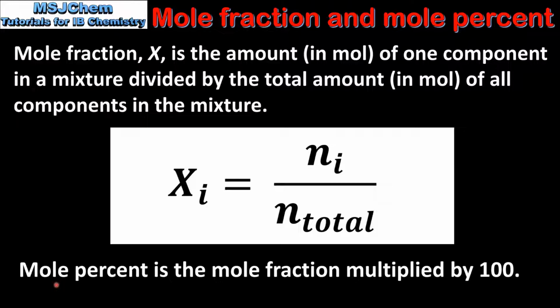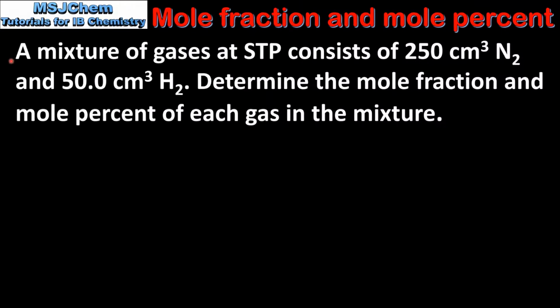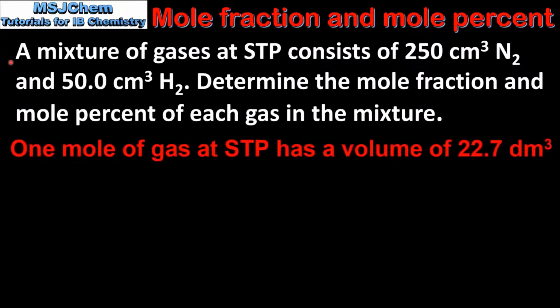So next we look at an example. A mixture of gases at STP consists of 250 cubic centimeters of nitrogen and 50 cubic centimeters of hydrogen. Determine the mole fraction and mole percent of each gas in the mixture.